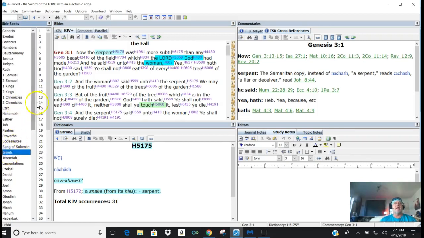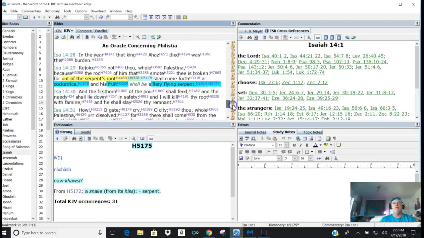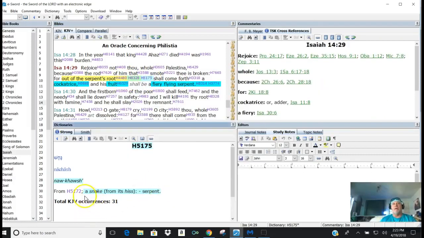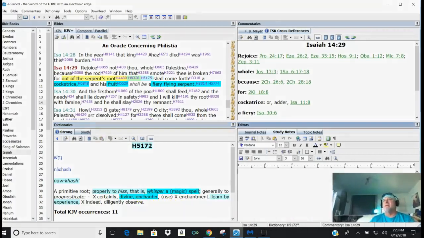We'll go back to Isaiah 14 and we'll scroll down to verse 29 and we'll go back to out of the serpent's root. Okay, so look, here we go. Oh, there it is, nakash. It's the same thing. Look, it's from this root word right here, 5172. Properly to hiss, look at this. Whisper a magic spell. Does anybody know a snake that can whisper a magic spell?